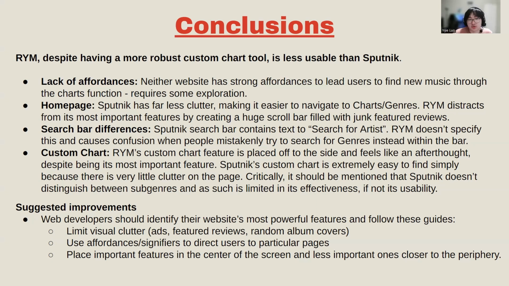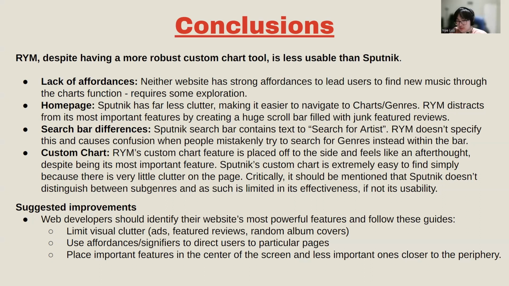In addition, there are also some search bar differences. The big one that we talked about was that the Sputnik search bar contained actual text telling you to search for an artist. Rate Your Music does not specify this, and because of that, many of our participants tried to search for genres. They tried to search for actual songs, and what they would find is that simply user-curated lists would come up, or a random artist would come up with pop in the name, and so those things were not made clear because there was no search label like Sputnik had.